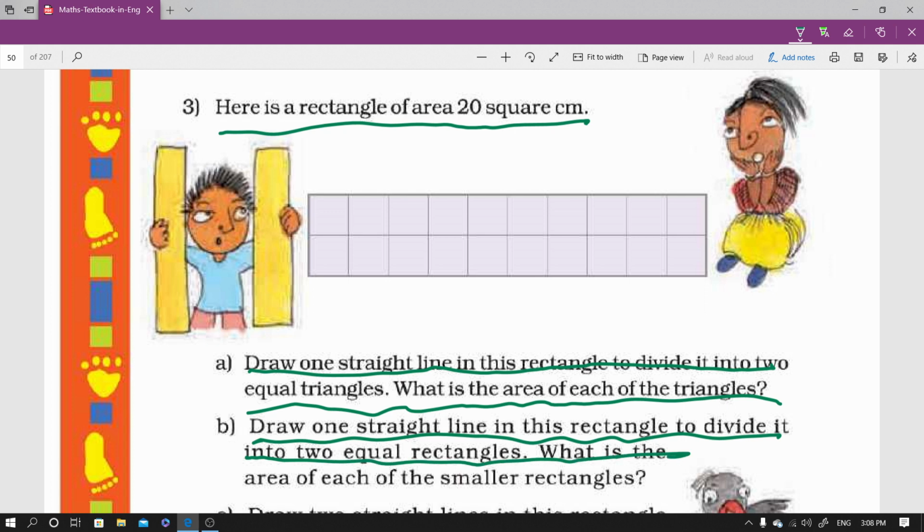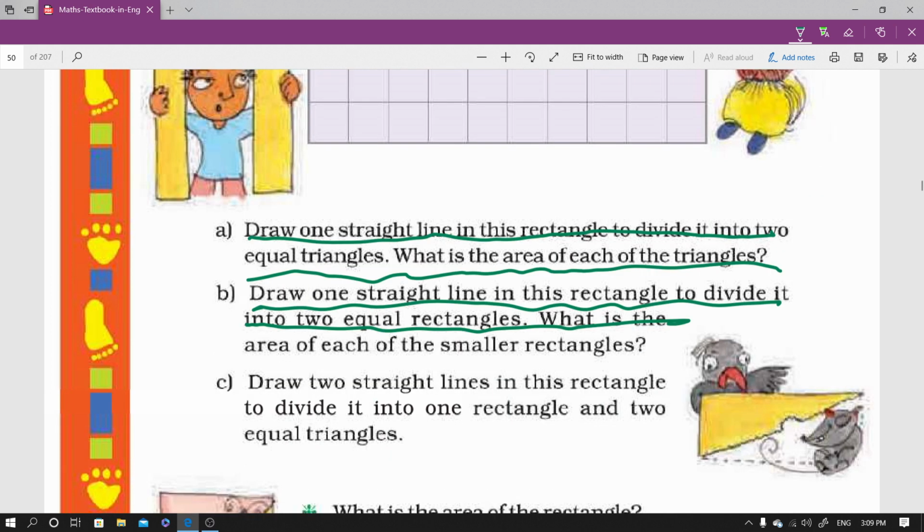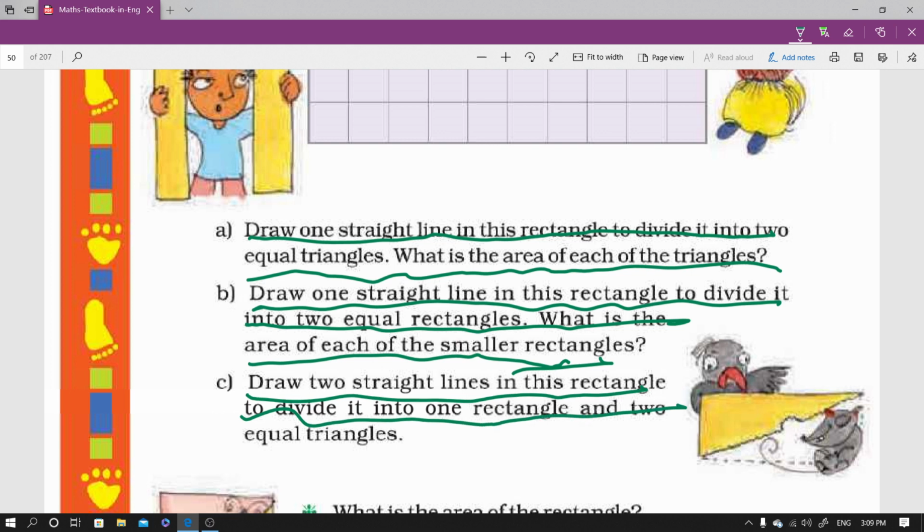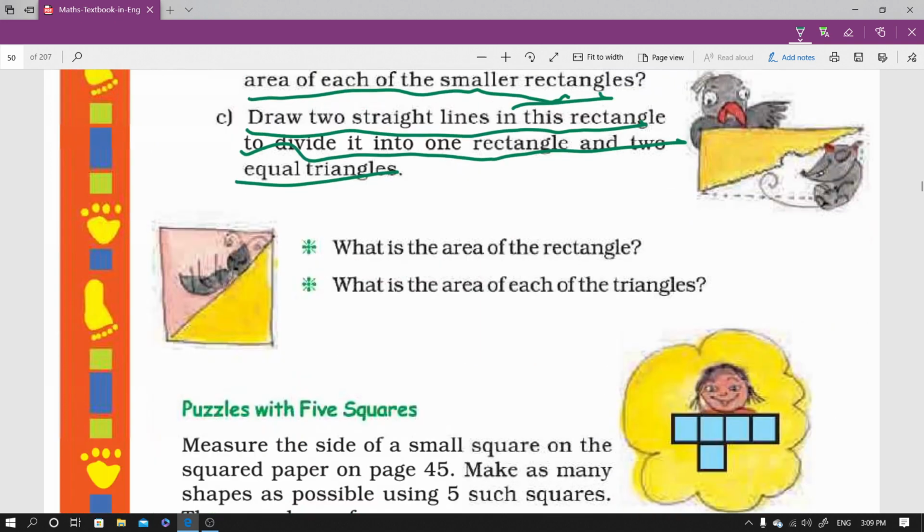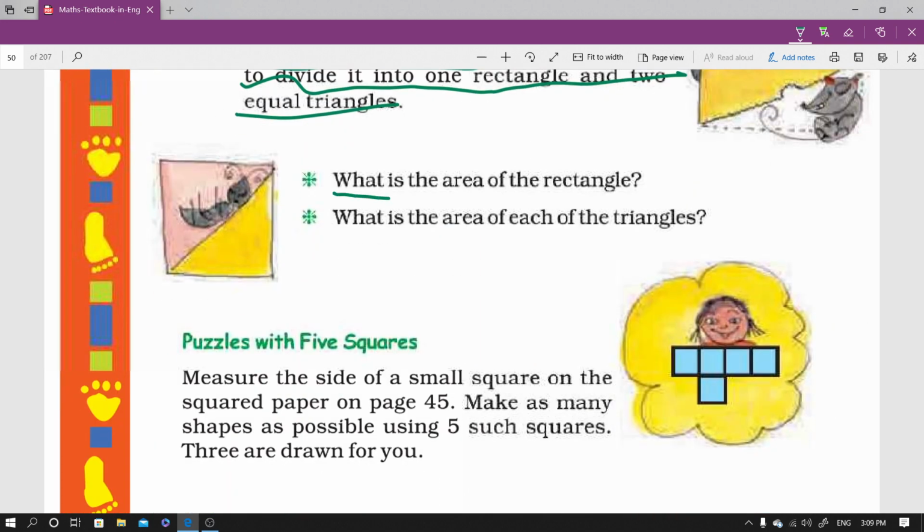What is the area of each of the same smaller rectangle? Draw two straight lines in this rectangle to divide it into one rectangle and two equal triangles. What is the area of the rectangle? What is the area of each of the triangles?